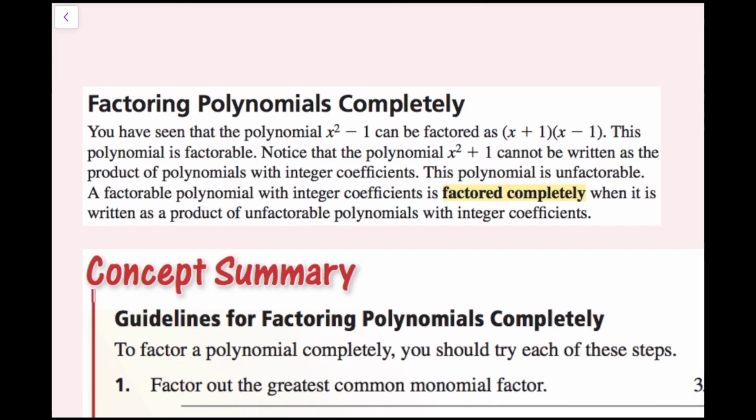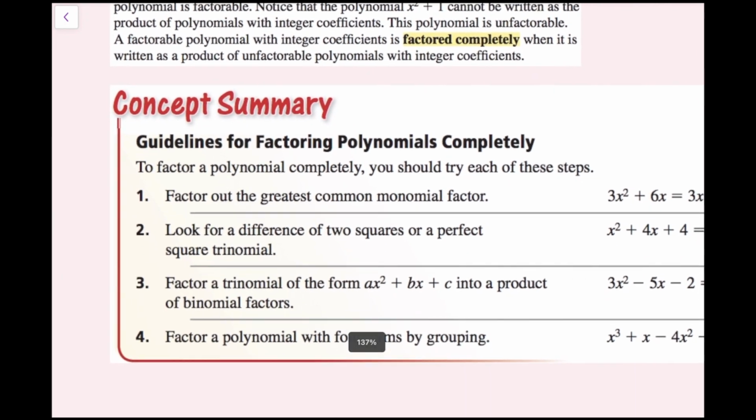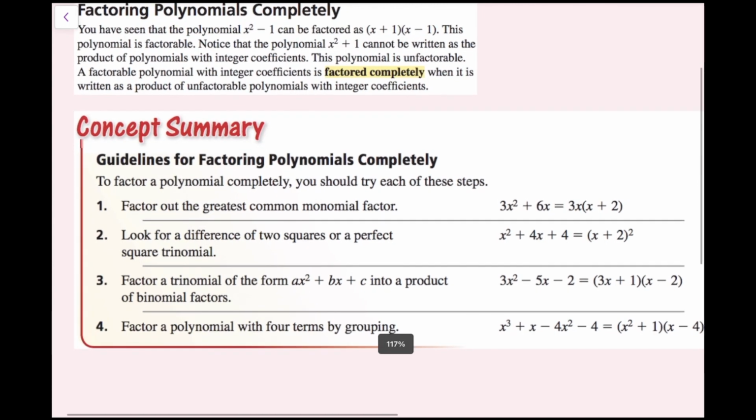Factoring polynomials completely. You have seen that the polynomial x squared minus 1 can be factored as x plus 1 times the quantity x minus 1. This polynomial is factorable. Notice that the polynomial x squared plus 1 cannot be written as a product of polynomials with integer coefficients. This polynomial is unfactorable, just like the one that we did in the last example. Anyway, a factorable polynomial with integer coefficients is factored completely when it is written as a product of unfactorable polynomials with integer coefficients. So we're going to talk just about some things to check, some guidelines here.